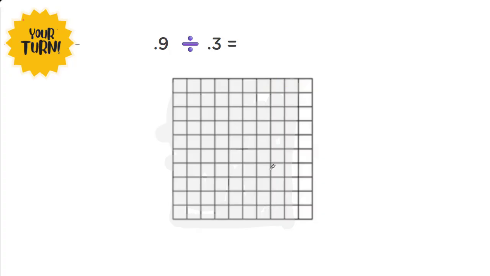Since we're dividing by 3/10, we'll just divide by tenths, right? So we have 9/10. 9 columns going up and down, and we're going to break those up into sections of 3 because this time we do want to see how each set of 3/10. How many sets are we going to get? There's 1, 3 more here, 2 sets. We can still get more, and 3 sets. So 9/10 divided by 3/10 equals 3.